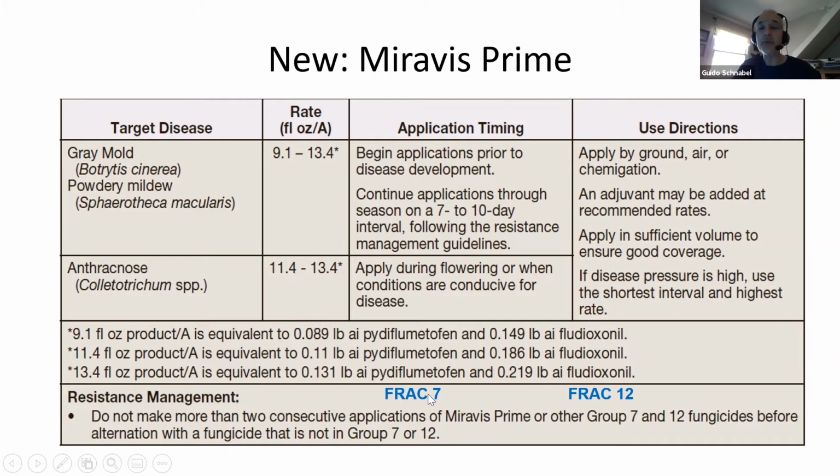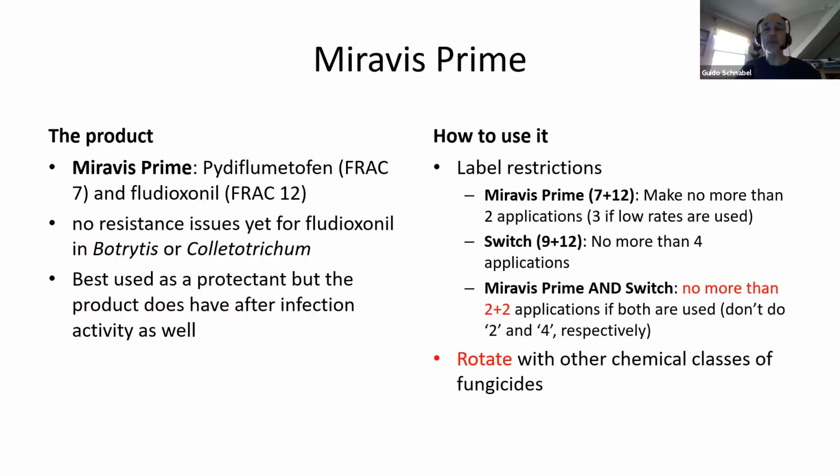It is a combination product between PD-flumethophan, which is FRAC 7, and fludioxonil, which is FRAC 12. Resistance management is hugely important, and we're going to talk about this in particular in this slide. So again, you've got your Miravis Prime, a combination product, highly effective. But it does have some label restrictions. You can only use it twice if you apply it at the high rate, or 3 times if you apply it at the low rate.